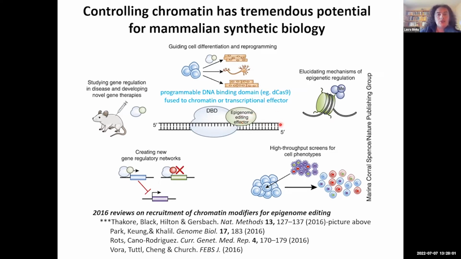And the hope is that if you manage to get this to work reliably and predictably, you can do a lot of things, like you can reprogram cell types. You can understand better, because we don't actually quite fully understand epigenetic regulation that well yet in human cells. You can run screens that connect the genotype with the phenotype. And the idea would be that eventually you can develop novel gene therapies.